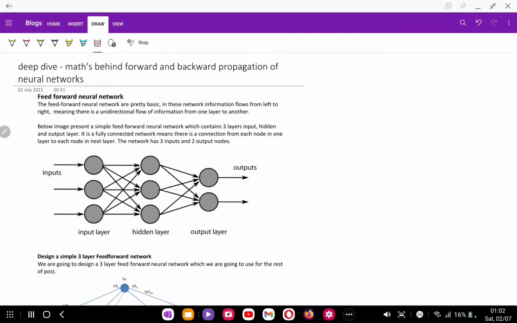In this video, we are going to look at the maths behind neural networks, particularly what happens during forward propagation and backward propagation.